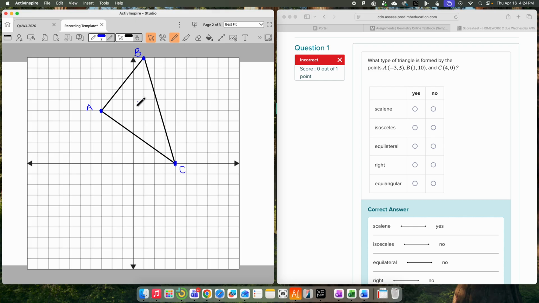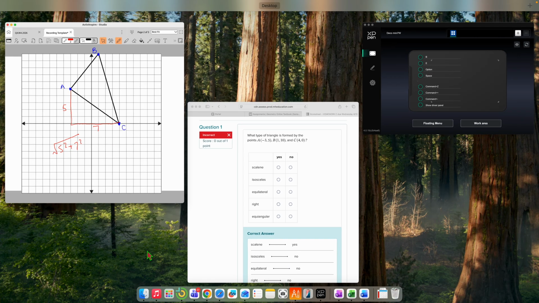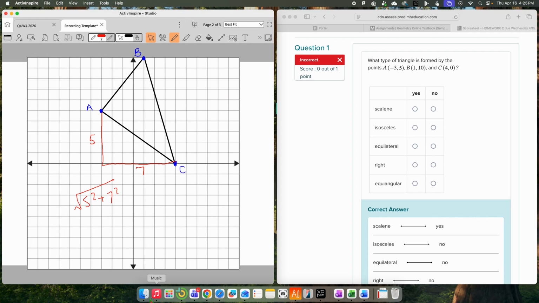First, let's figure out the length of each side. We can use the distance formula, which is basically just making right triangles. So to figure out the distance from A to C, you can do this. That would be 1, 2, 3, 4, 5 units. 1, 2, 3, 4, 5, 6, 7 units. The distance here is 5 squared plus 7 squared. That's 25 plus 49. I want the calculator here.